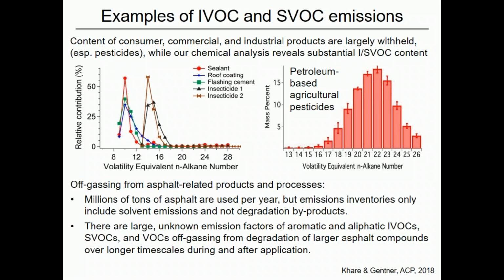Second, we looked at the current understanding of asphalt-related products and processes, because we use a lot of asphalt. And emission inventories only include solvent emissions, which is only used in a few exceptional cases now. But what it doesn't include is all the degradation byproducts, because asphalts are non-distillables. They come from the bottom of the column after you've even done vacuum distillation. It has no VOC, IVOC, SVOC content in it by definition. But you start cooking it and heating it for transport, application, all these things, you start seeing a lot of emissions from it, of VOCs, IVOCs, and SVOCs.